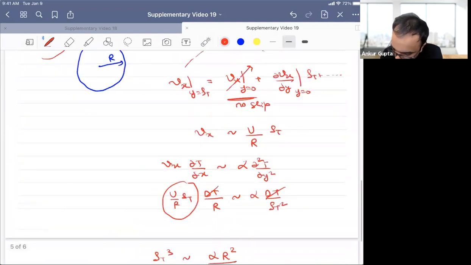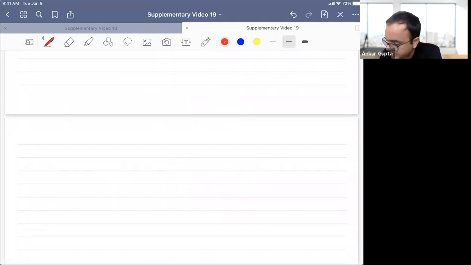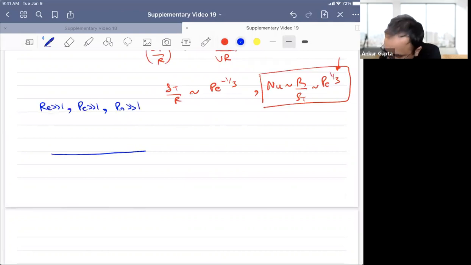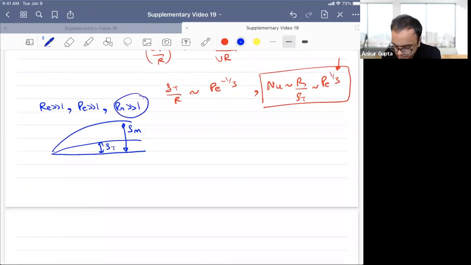Okay. Now I finally want to discuss two other cases which were again discussed in class in unconfined flows over a flat plate. So I'm now talking about the case when Reynolds number is much greater than 1, Peclet number is much greater than 1, and we have been told that Prandtl number is much greater than 1. So in this case, we were told that delta m will be much greater than delta t. So delta t would be like this because Prandtl number is like this, and we have, this is y, this is x.